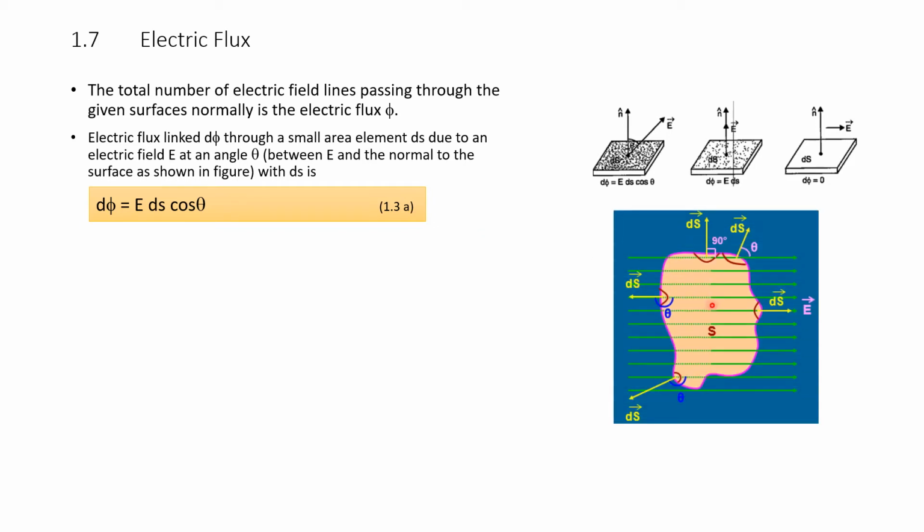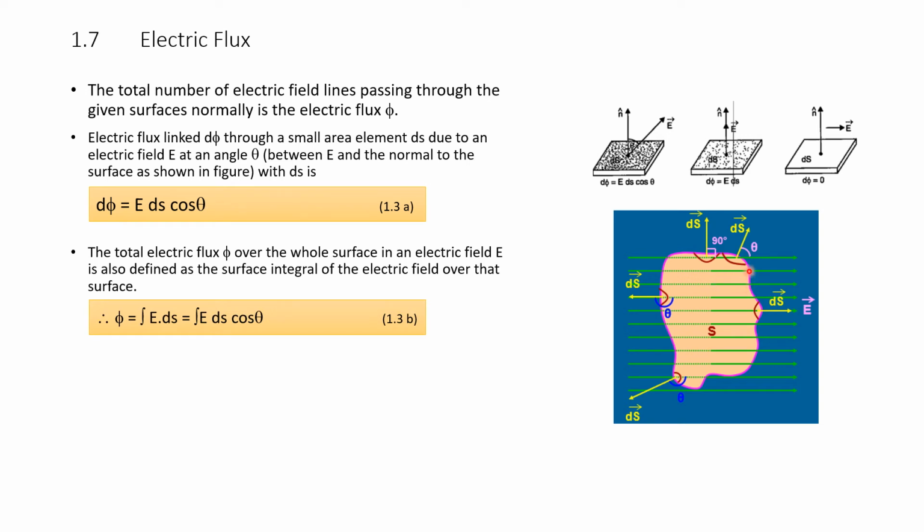This is another representation of electric field and flux lines. Here the area is of some odd shape, and this is a uniform field. The green lines are uniform lines passing from left to right. This is the vector E. Here the ds are all the small unit areas, and the vector ds is perpendicular to the surface.